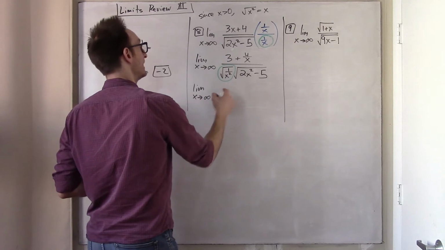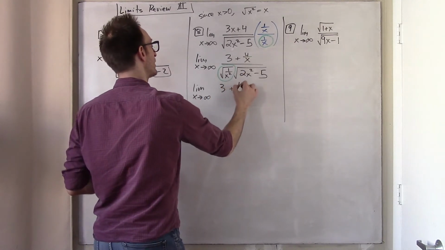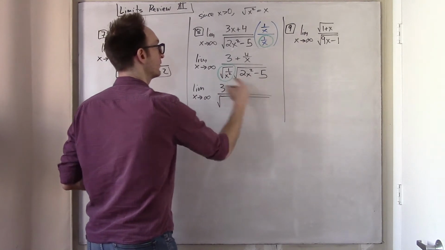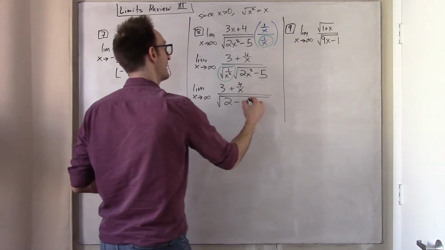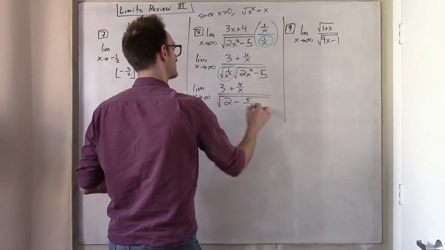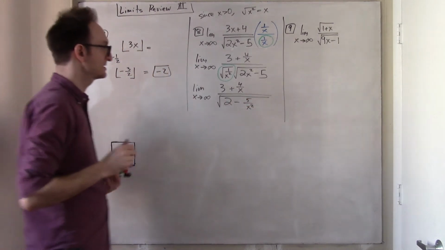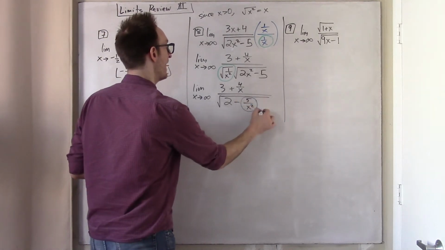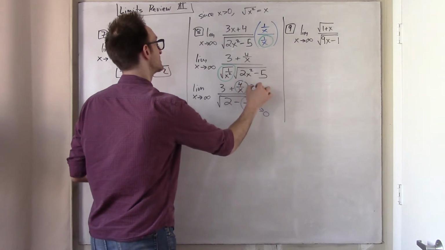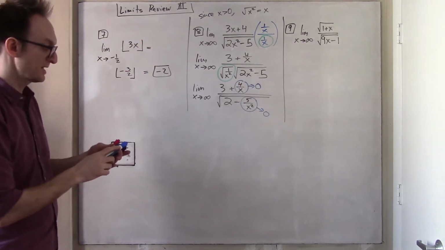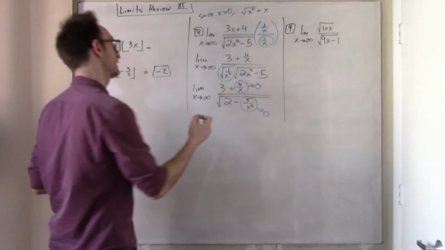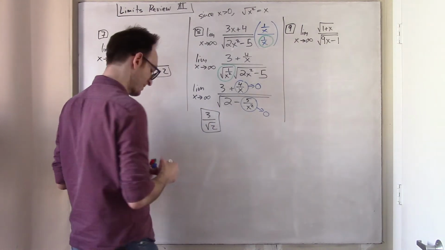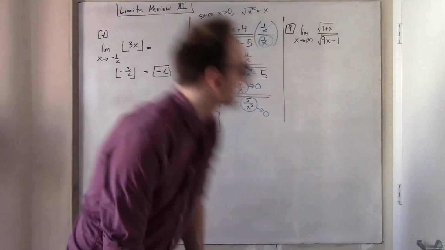So what do I get? I get 3 plus 4 over x over, and now this becomes one big radical in which I distribute through, and I get 2 minus 5 over x squared. And in fact, we get as our answer the thing that you were probably expecting anyway, just from eyeballing this. These both go to 0, and this numerator is looking a lot like 3, and the denominator is looking like root 2, and so the answer to this problem is just 3 over root 2. You can multiply by root 2 over 2 if you want, but I don't think we really have to.